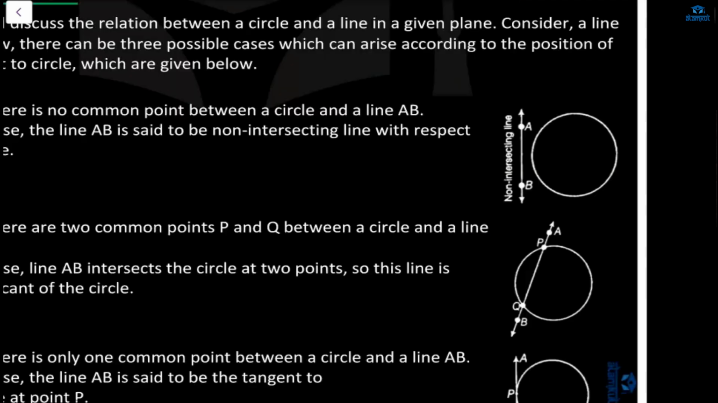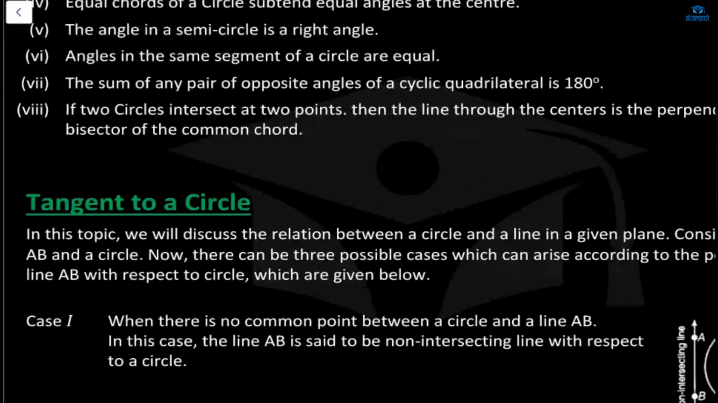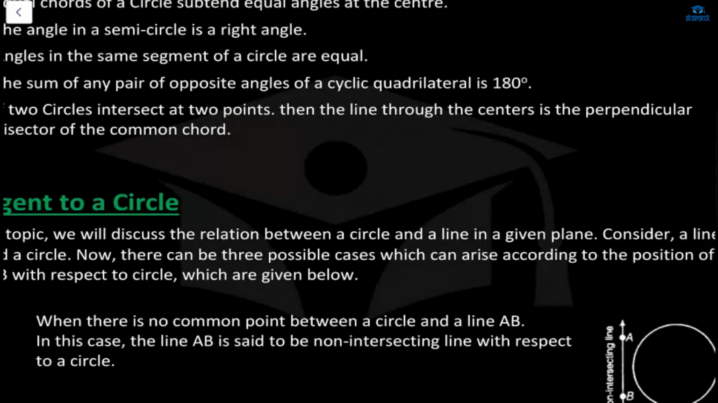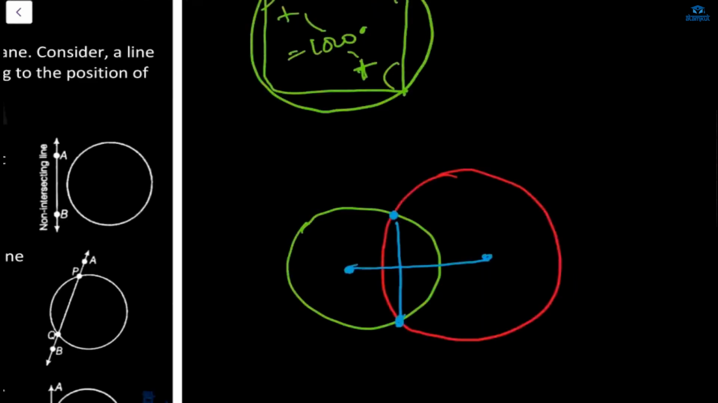You read here, if two circles intersect at 2 points, then the line through the centers is the perpendicular bisector of the common chord. The common chord will be from these 2 points where they are touching. This is the common chord. So this common chord has been bisected by the line which is joining the centers of the circles. So that means this is equal to this. These are some of the results of the circle.